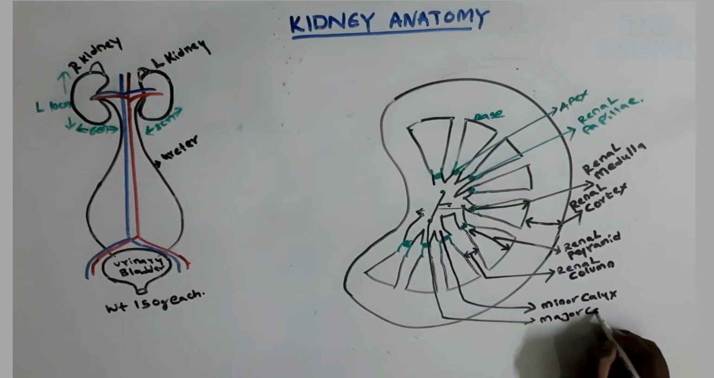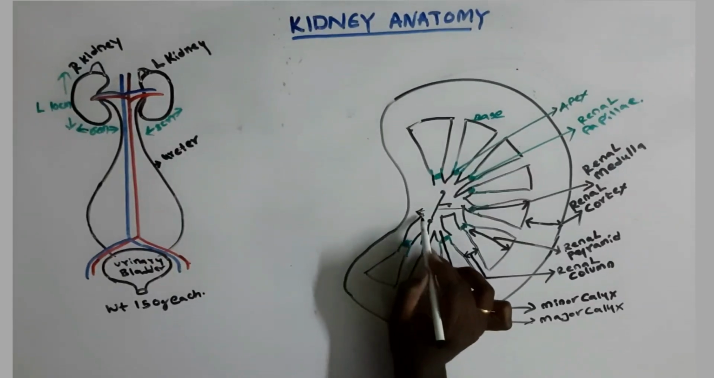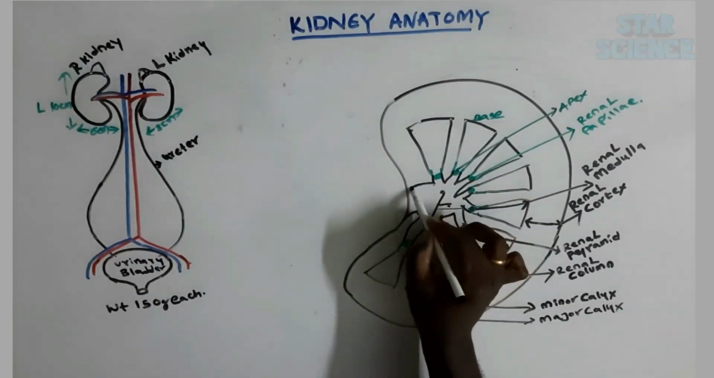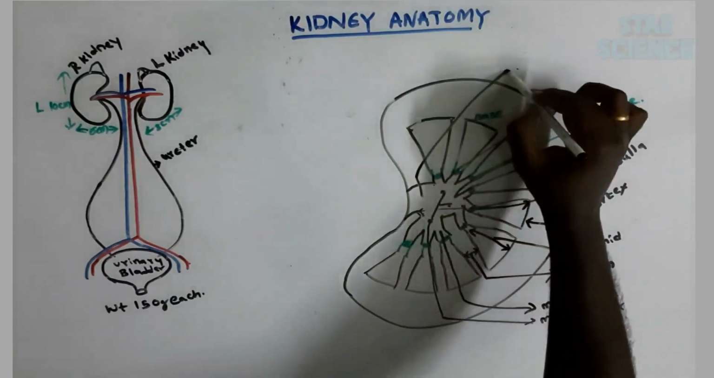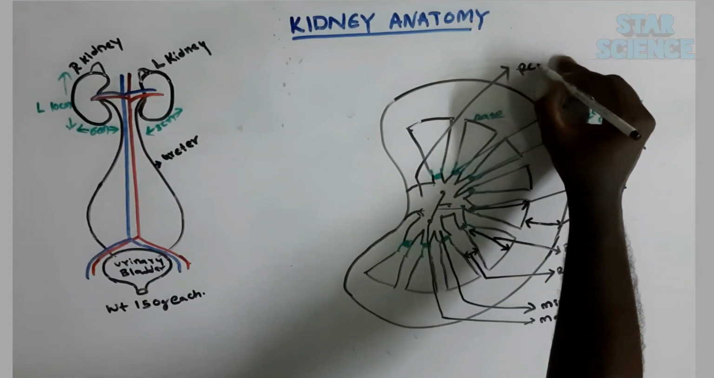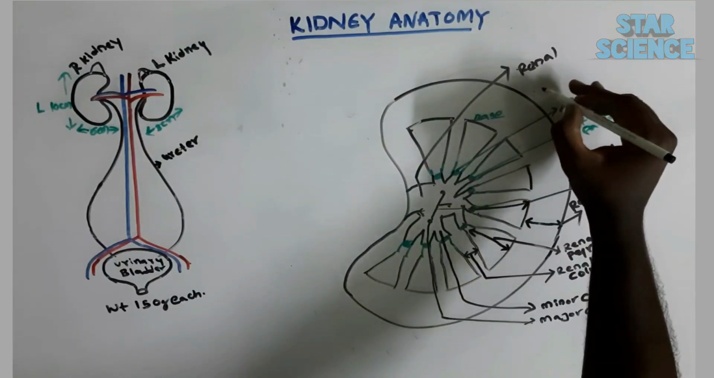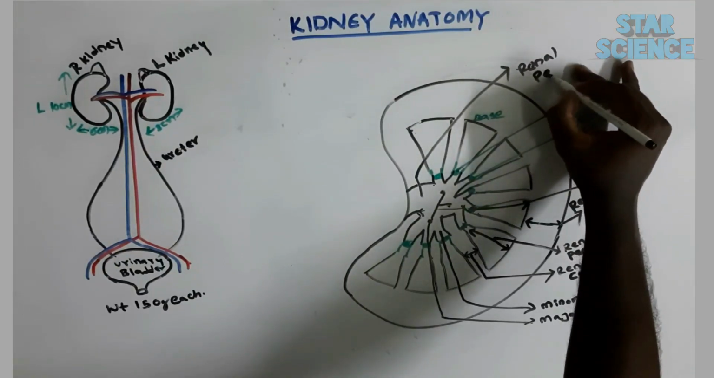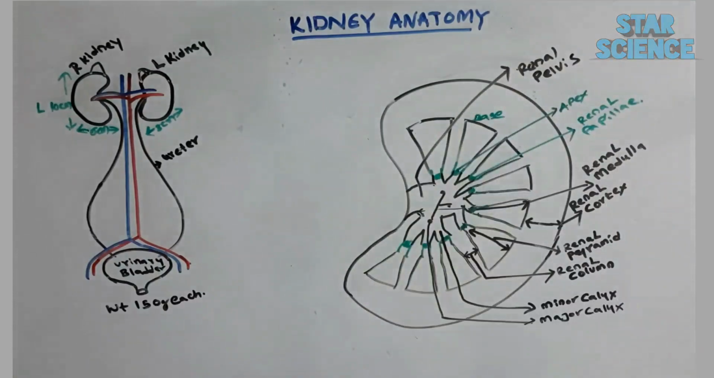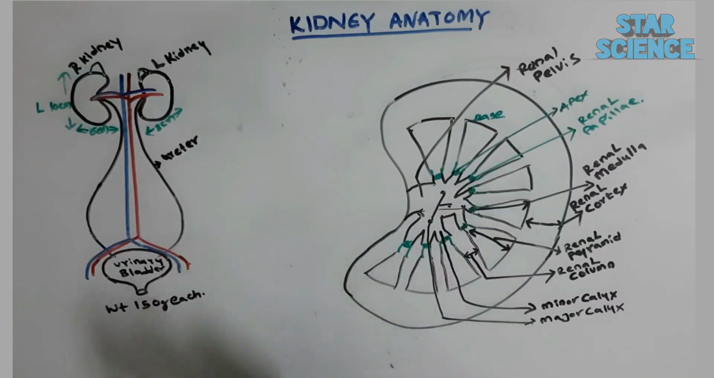It means if there are 8, it might be 2 major calyces, each consisting of 4 renal pyramids. Now I am showing you the calyces. The major calyces are connected through the renal pelvis, and whatever has been collected from the major calyces will be passed out through the renal pelvis, which I am explaining right now.